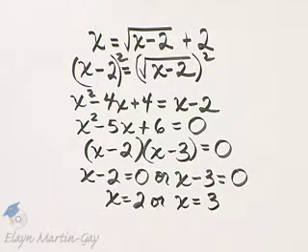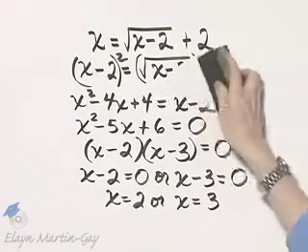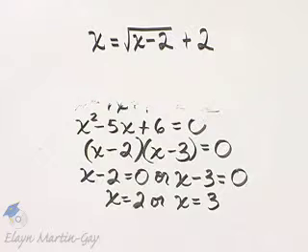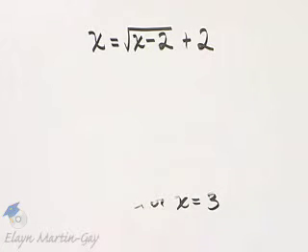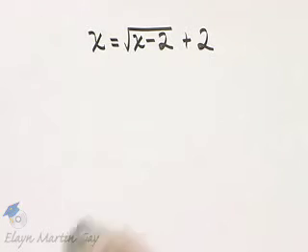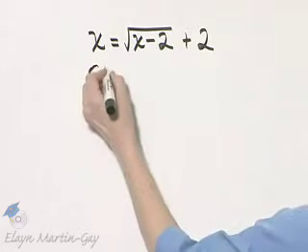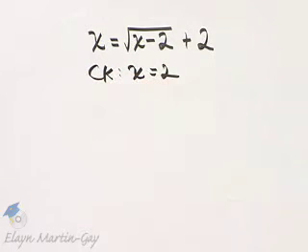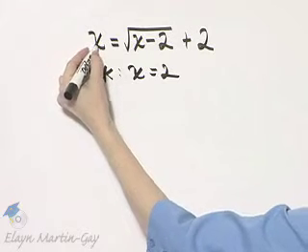So notice we have 2 proposed solutions, and for radical equations, those proposed solutions must be checked, and they must be checked in the original equation. So I'm going to check these separately. Let's check 2. How do we check? Everywhere there's x, I write 2.